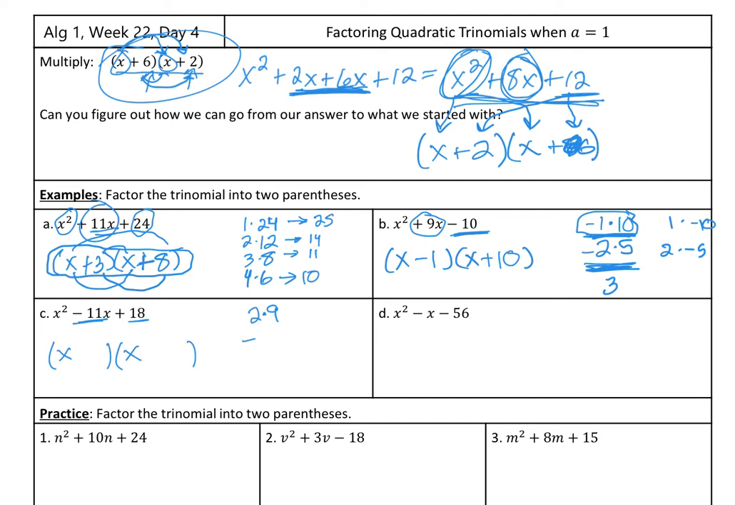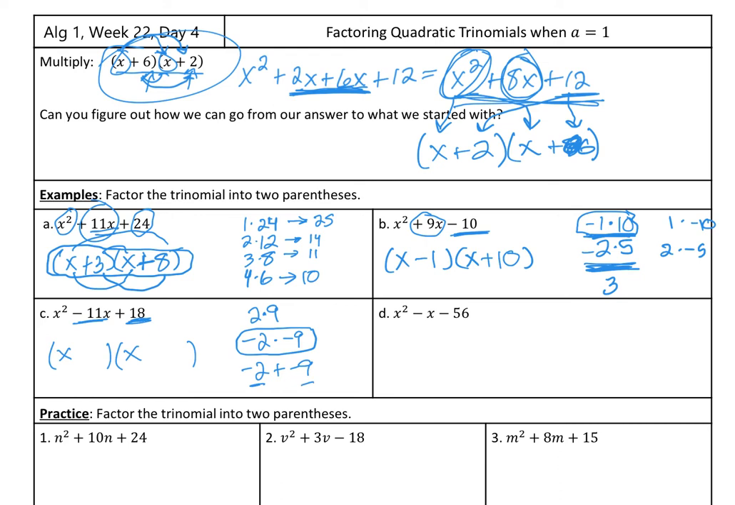But if I make them both negative, then what happens? When I multiply them together, the negatives cancel out and they give me plus 18. When I add them together, a negative 2 plus a negative 9 gives me negative 11.